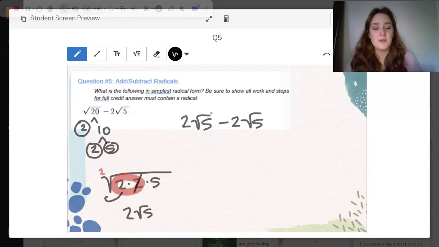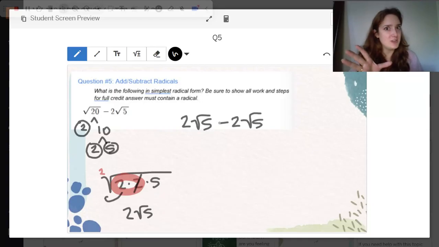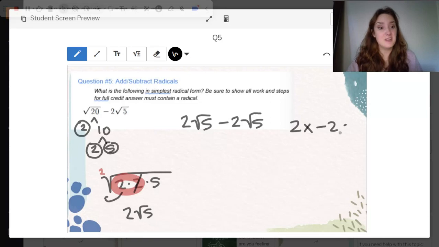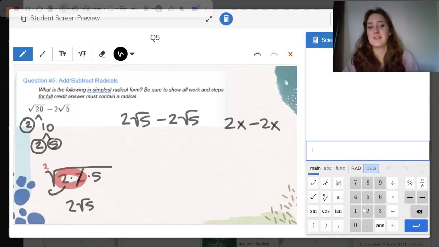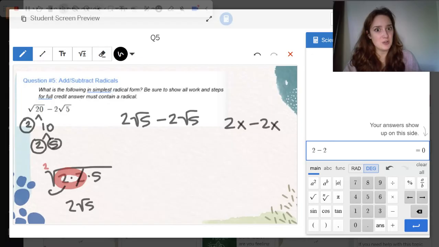So remember, once we have them as the same radical, we're kind of treating this as like a variable. If it's kind of confusing how we combine these like terms, let's think about it with a variable. So if this was like 2x minus 2x, maybe that is a little more helpful. And if we're still struggling, you can check in the calculator, just look at the coefficients. 2 minus 2, they should cancel and leave you with 0, with nada.